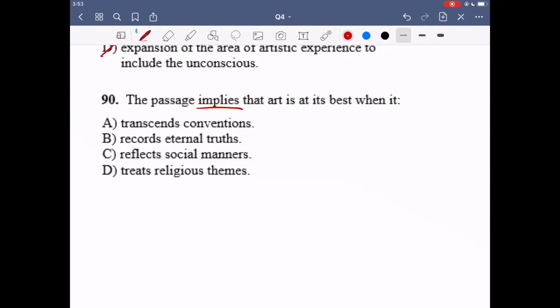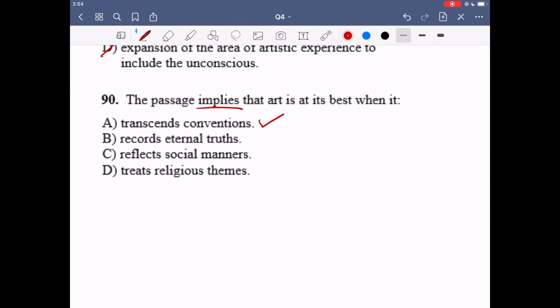Let's start going through the answer options. Sometimes I can't really think about an answer in my head. I think about a little background information, but it's really when you go through the answer options that you get more clarity. So option A is saying the passage is implying art's at its best when it transcends conventions. Yeah, I can see that. The author has a problem with conventions, which is you being tied down by your training. So that does imply that art is better when it transcends conventions.